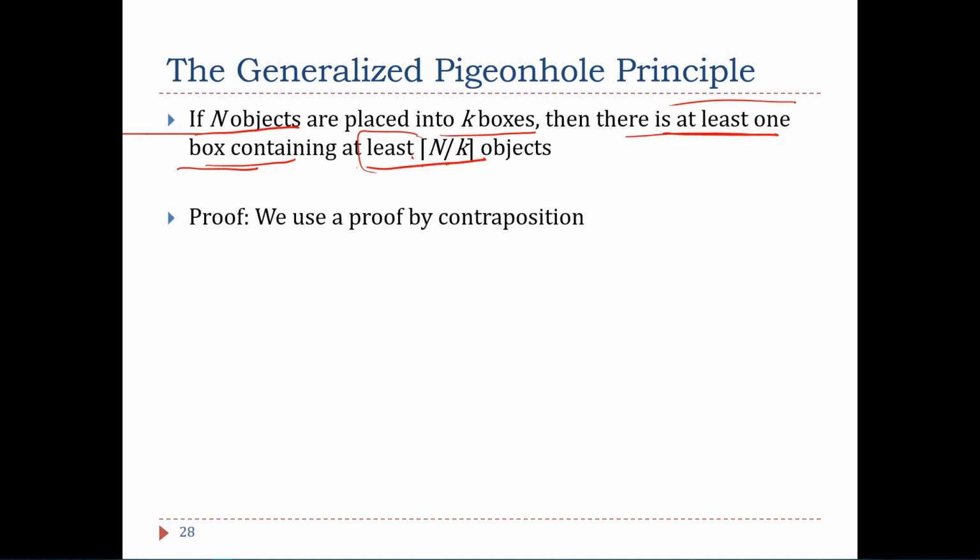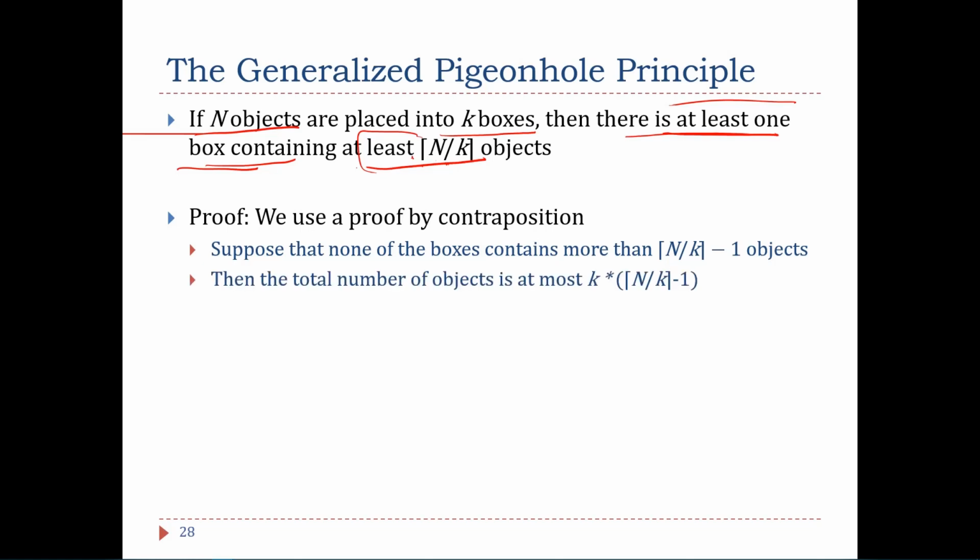Let's see a proof by contraposition. Suppose that none of the boxes contain more than the ceiling of n over k, minus one, objects. Then the total number of objects would be at most this multiplied by that number, because we have k boxes, and this is the maximum. Now the question: can you compose n different objects out of this?